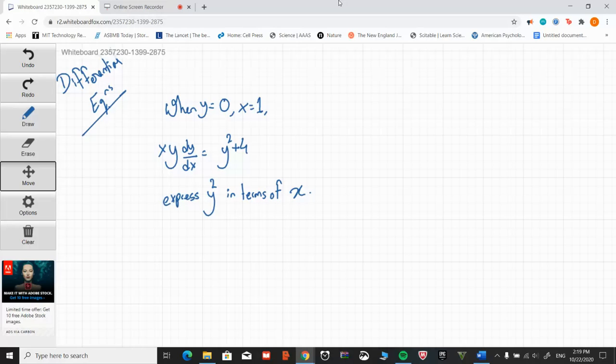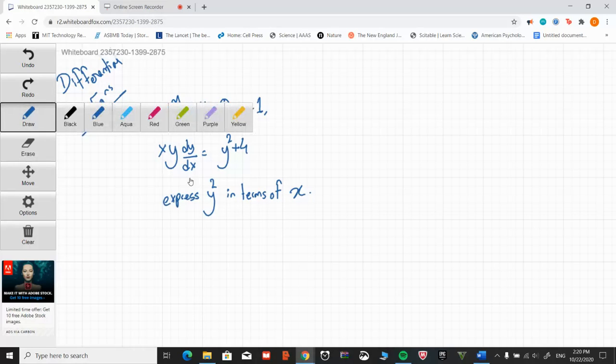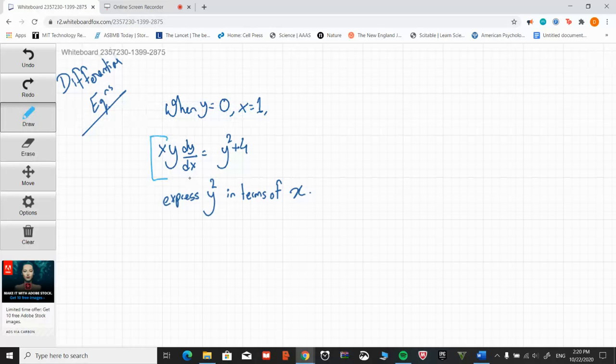In the other type of questions, you will be given a scenario from which you have to first construct a differential equation and then solve it. Now, in this question, it says when y equals 0, the value of x is 1, and then you are given this particular equation, which is called a differential equation because it has the component dy by dx in it. And the question says, given all this, express y squared in terms of x.